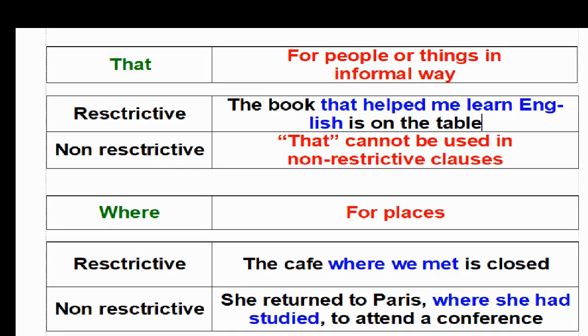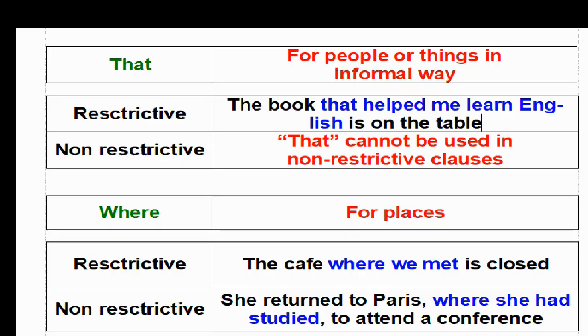That. That is commonly used in restrictive clauses to specify exactly which person or thing you're talking about. Relative clauses with that are used only in restrictive clauses, not in non-restrictive ones. Restrictive relative clause with that: the book that helped me learn English is on the table.